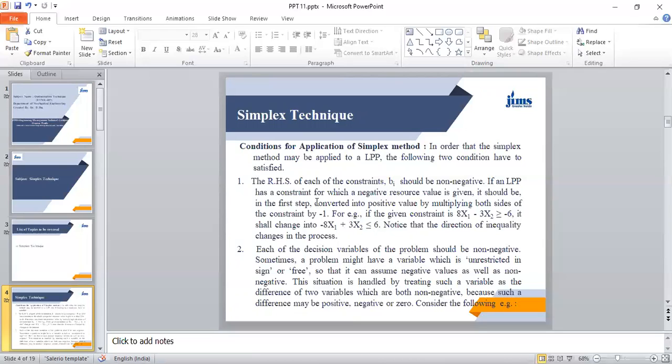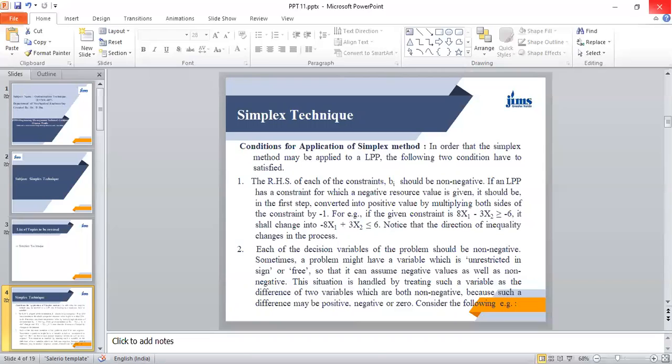That is, right hand side of each constraint bi should be non-negative. So say when you write 2x1 plus 3x2 less than equal to 5, it has to be a positive integer, either 0 or a positive quantity. It cannot be a negative quantity. So the right hand side of each constraint must be positive. Okay?